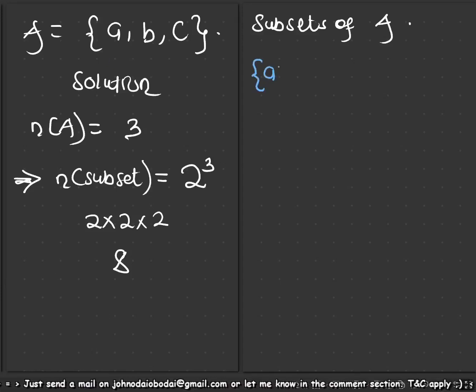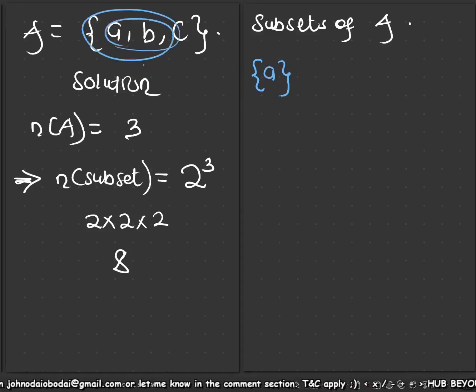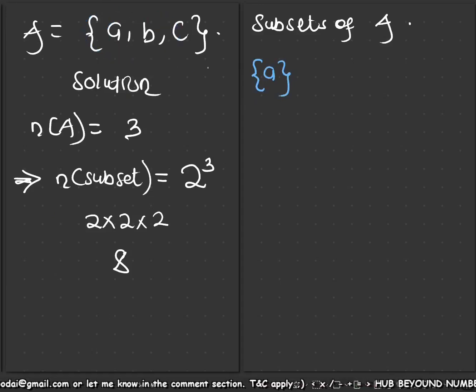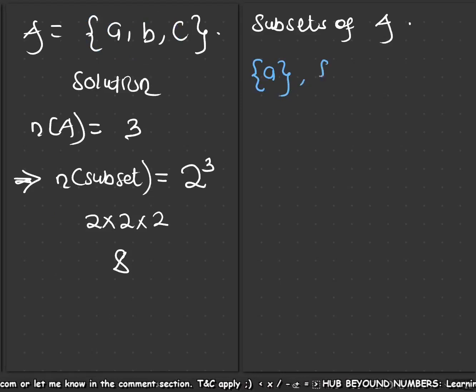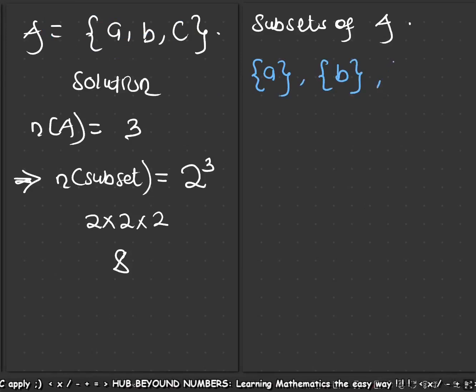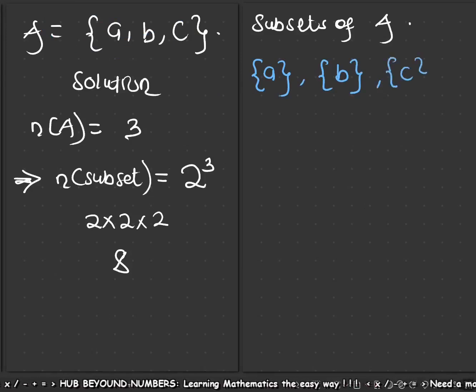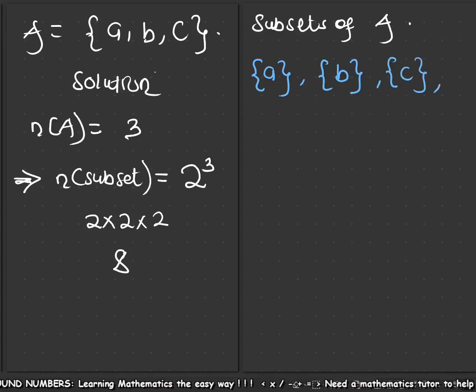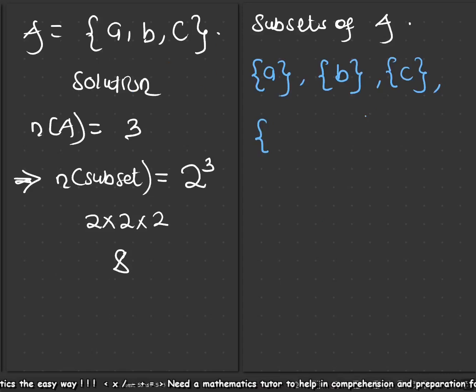Our first one is A. You see this set A is in our mother set. Then we come to the next one being what? B. B is also inside the set. And the next one can also be what? C. You get it? With this, we have finished listing the individual elements. Now we can pair them.